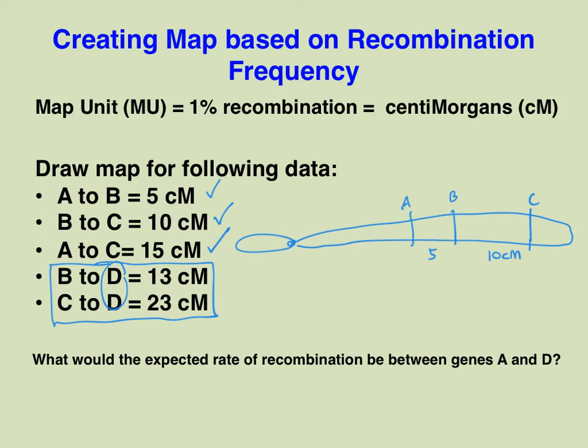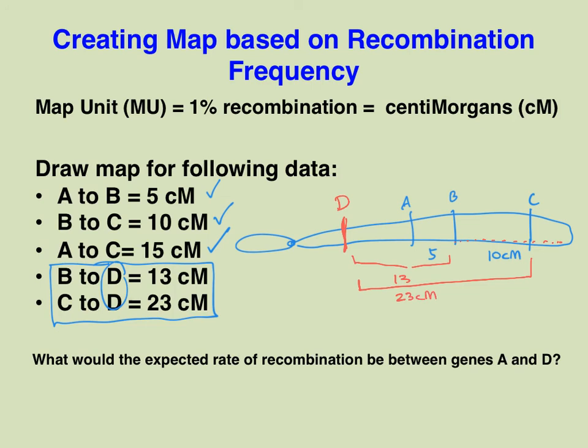Well, let's think about this. B to D is 13 centimorgans. Okay, so maybe it's way over here. And then C to D is 23 centimorgans. Oh, it's further from C than it is from B. Further from C than from B. I would put D over here on this side. So if this is 13 centimorgans, then this would be 13 plus 10, 23 centimorgans.